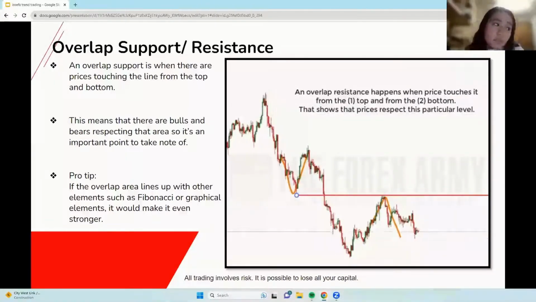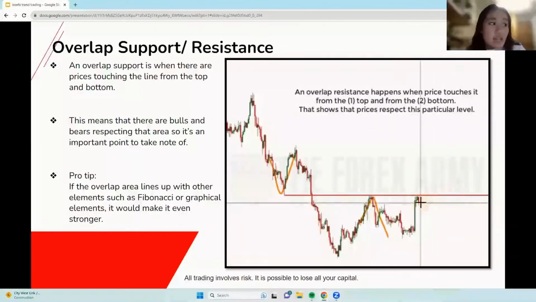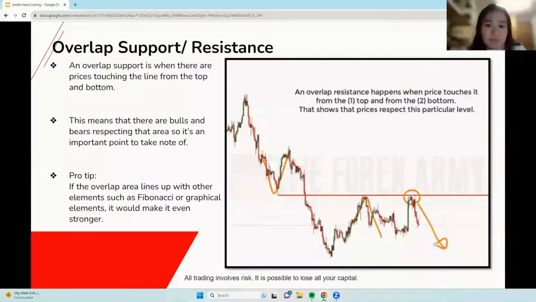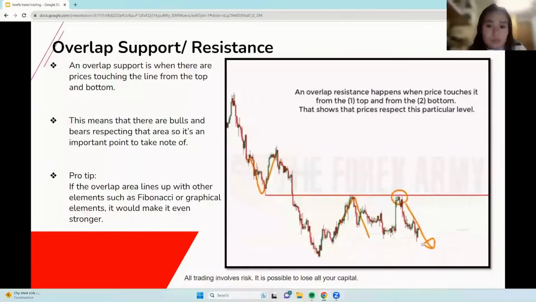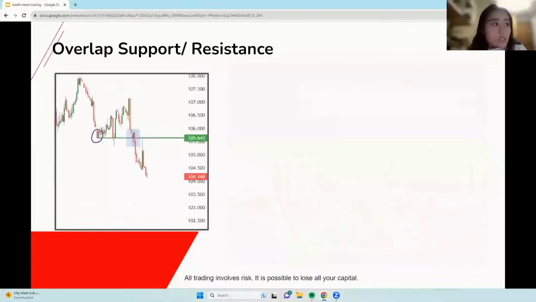Okay, another pro tip, so if the overlap area lines up with other elements such as Fibonacci or graphical elements, it will make it even stronger. Okay, so here's an example of an overlap support or resistance. So it's basically a pullback support or resistance, just that price has actually reversed off of the level.